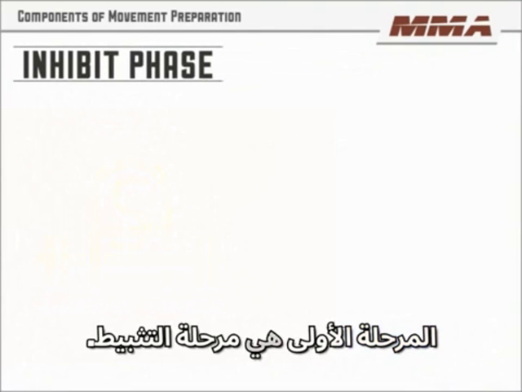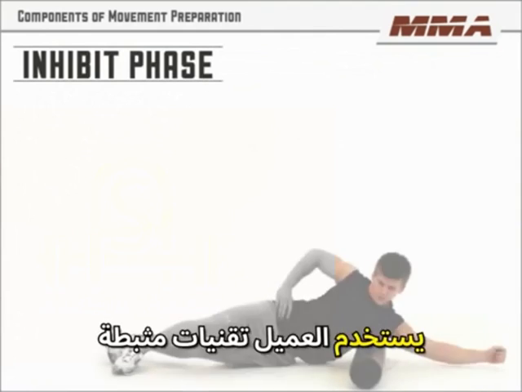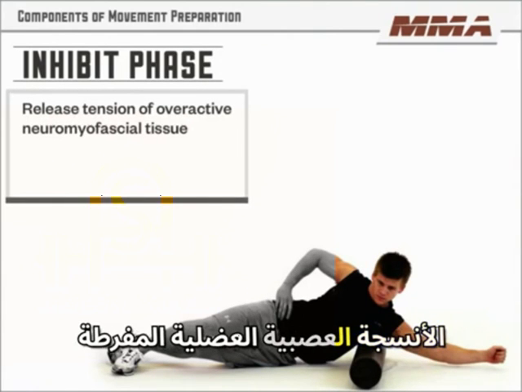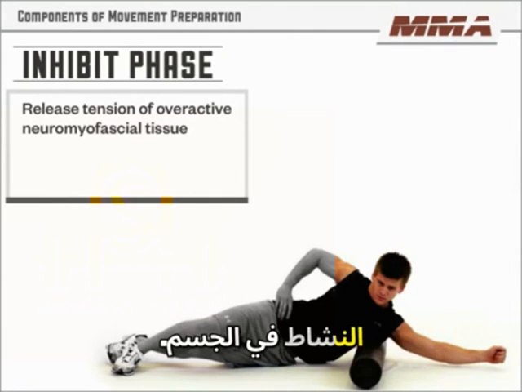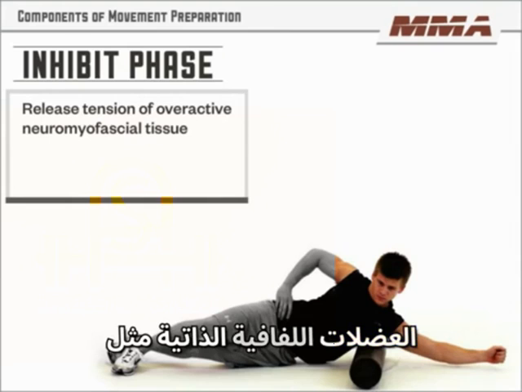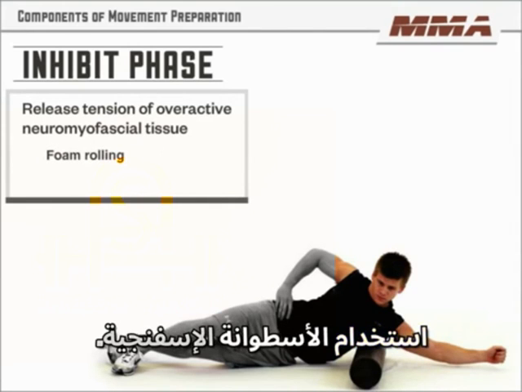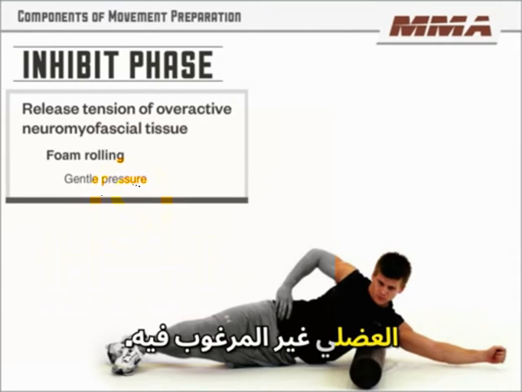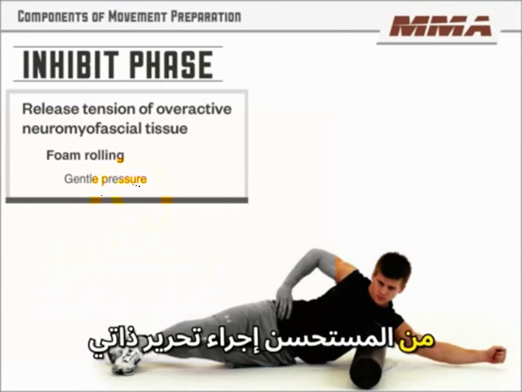The first phase is the inhibit phase. Here, the client uses inhibitory techniques to release tension and/or decrease activity of overactive neuromyofascial tissues in the body. This is done using self-myofascial release techniques such as foam rolling. The gentle pressure breaks up knots within the muscle and helps release unwanted muscular tension.